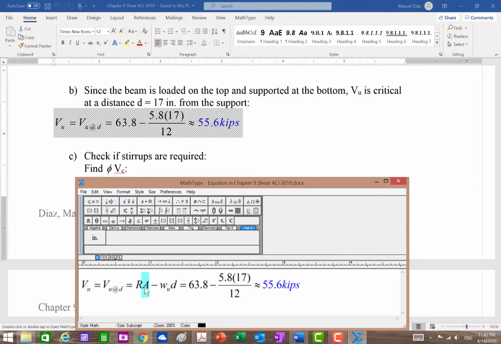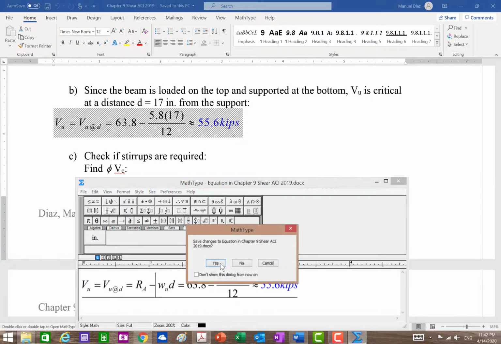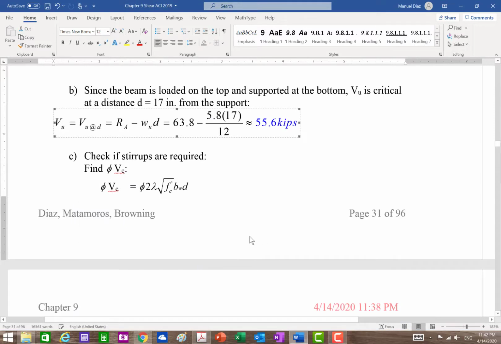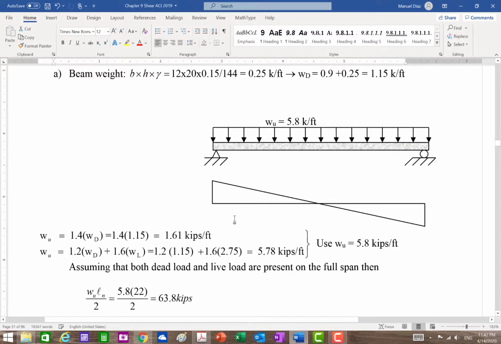This is your reaction at the left support, right? And so we have the reaction, then WU, and this is your D value changing to feet. Okay, and so that gives my value then at the distance D. And of course, this is your A value. This is your support A, and this is your support B. Okay.